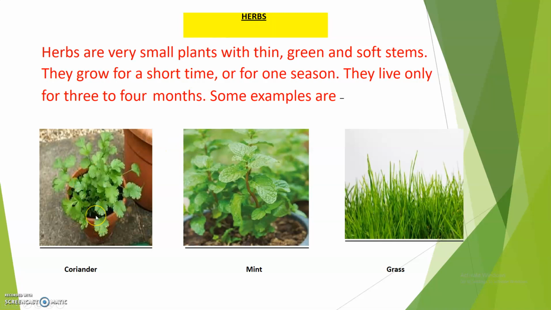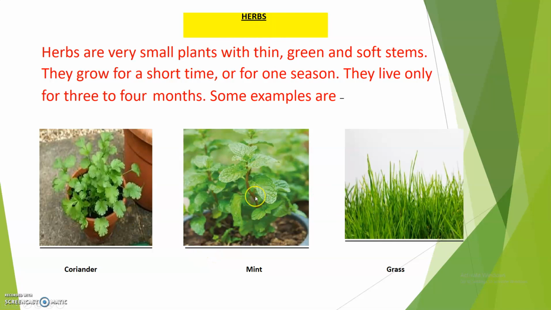If you see the coriander, this is very delicate. Mint again is very delicate. Mint has a stem which is very tender, very soft. Grass is again very soft. So they have very soft and tender stems. They grow for a very short time, probably one season, and they live for around 3 to 4 months. Some examples are coriander, mint, and grass.